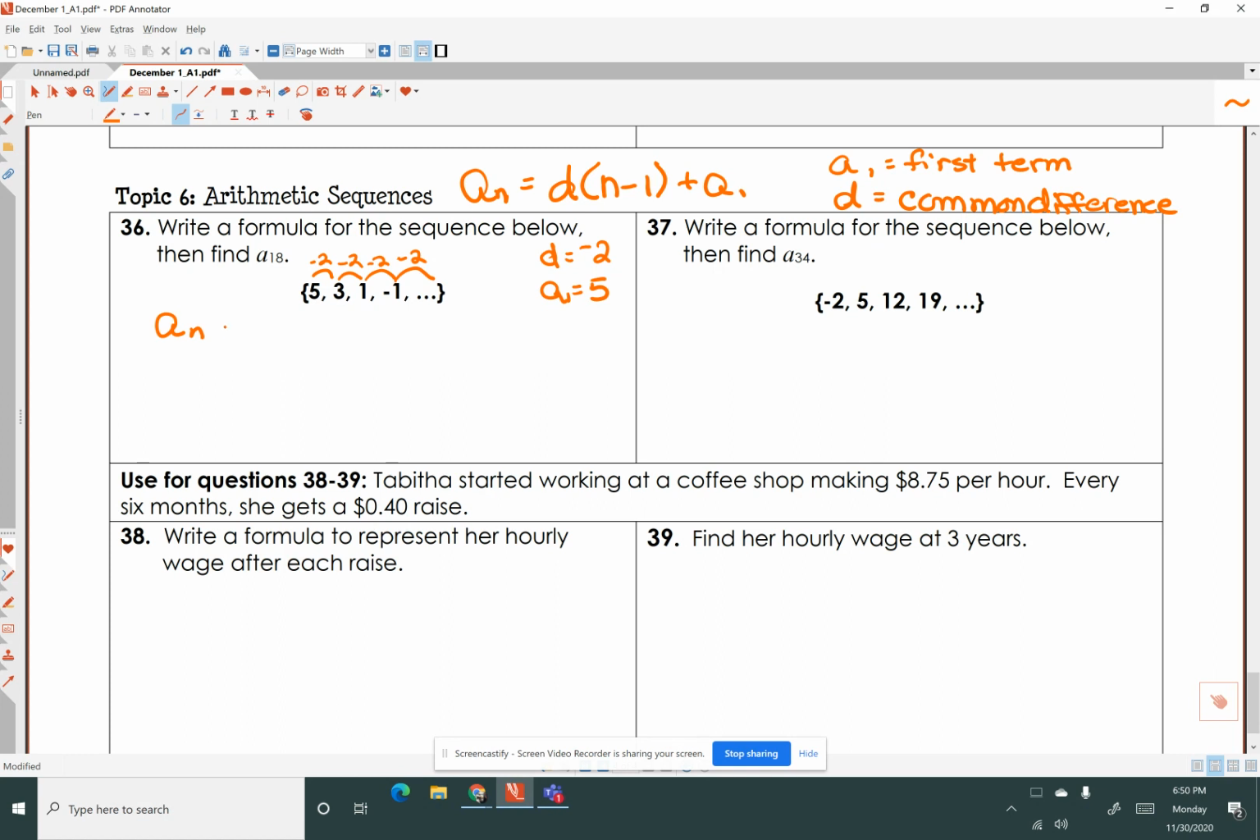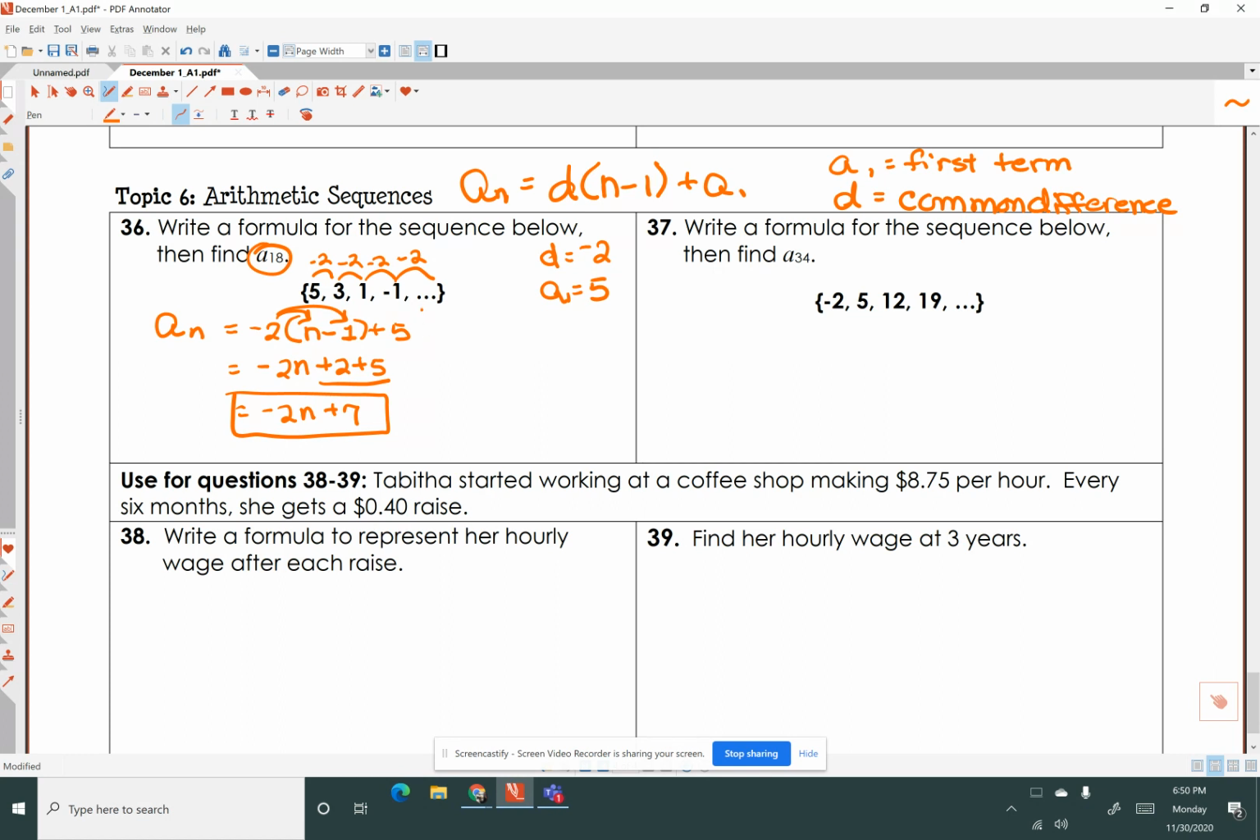So A sub n equals our common difference, -2, times the quantity of n minus 1 plus the first term, which is 5. Now we're going to distribute, which will give us -2n plus 2 plus 5, and then we'll combine like terms, -2n plus 7. So that's the formula.